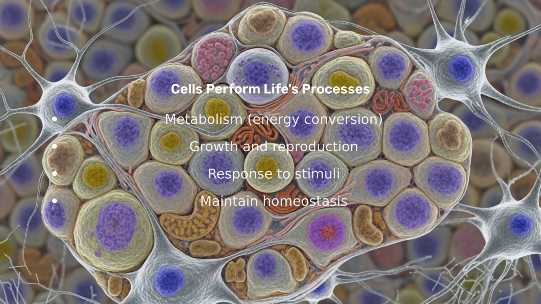And for function, it means that every vital process necessary for life occurs within cells. This includes everything from converting nutrients into energy, growing, reproducing, and responding to environmental stimuli. Each cell, whether it's part of a complex organism or a single-celled entity, performs specific tasks that are crucial for the survival and well-being of the entire living system.